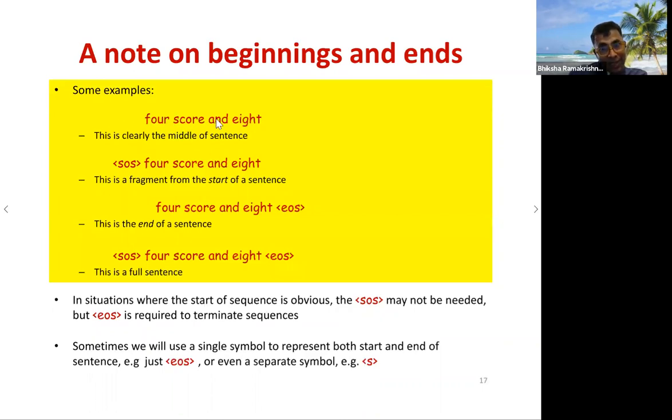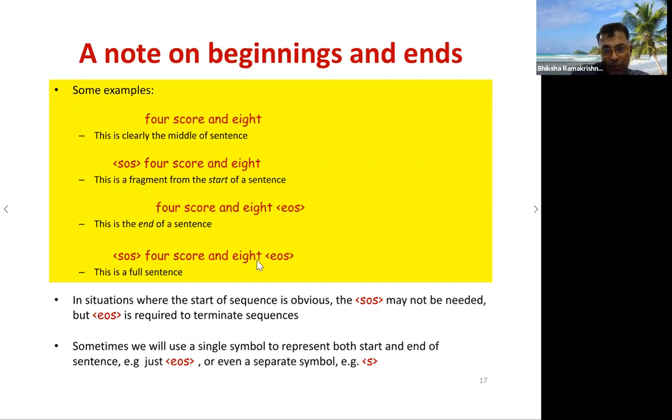Four score and eight. There is no SOS or EOS over here. So clearly this is the middle of a sentence. Now here, SOS, four score and eight. So this is start of sentence, four score and eight. This has the start of sentence marker. So this is a fragment from the start of a sentence. Four is the actual first word. Or this one, four score and eight years, EOS, where EOS is the end of sentence marker. So this is the end of a sentence, and the actual final word in the sentence is eight. Or this one, start of sentence, four score and eight, end of sentence. This has both SOS and EOS. So this is a complete sentence starting at four and ending at eight.